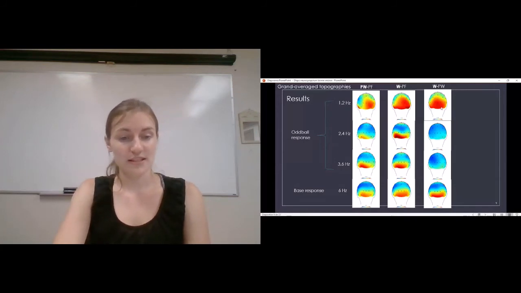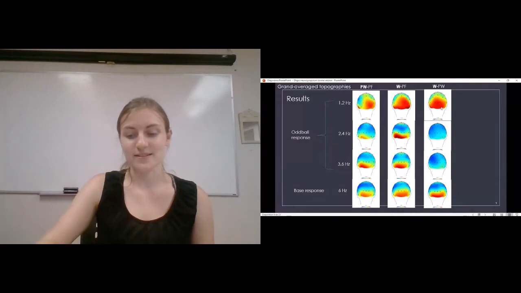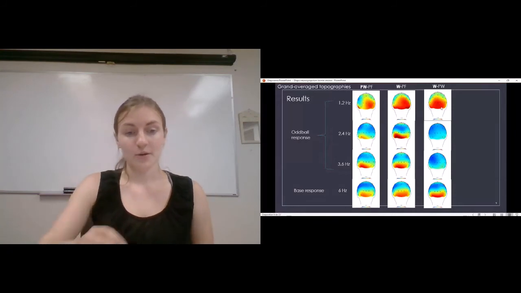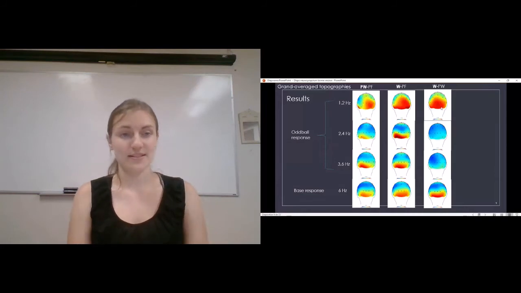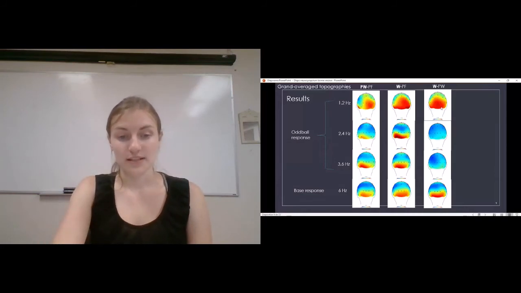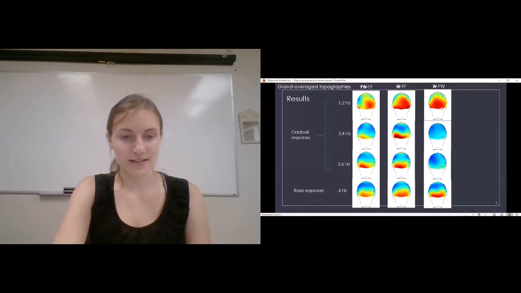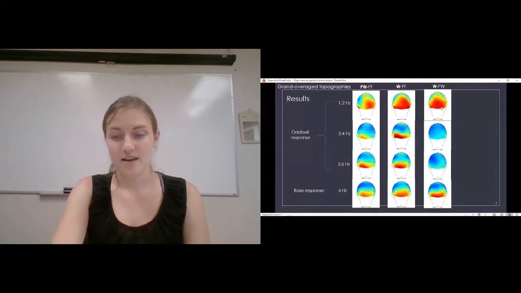We can also see our base response here at 6 hertz. We have a bilateral occipital activation, which isn't surprising since our stimuli are visual stimuli. Here we have the same results, but represented on an EEG spectra. So we can see here the fundamental frequency. It's difficult to see the activation peaks, whereas on the harmonics here, 2.4 and 3.6, we can clearly see the activation peaks for the first 2 conditions.